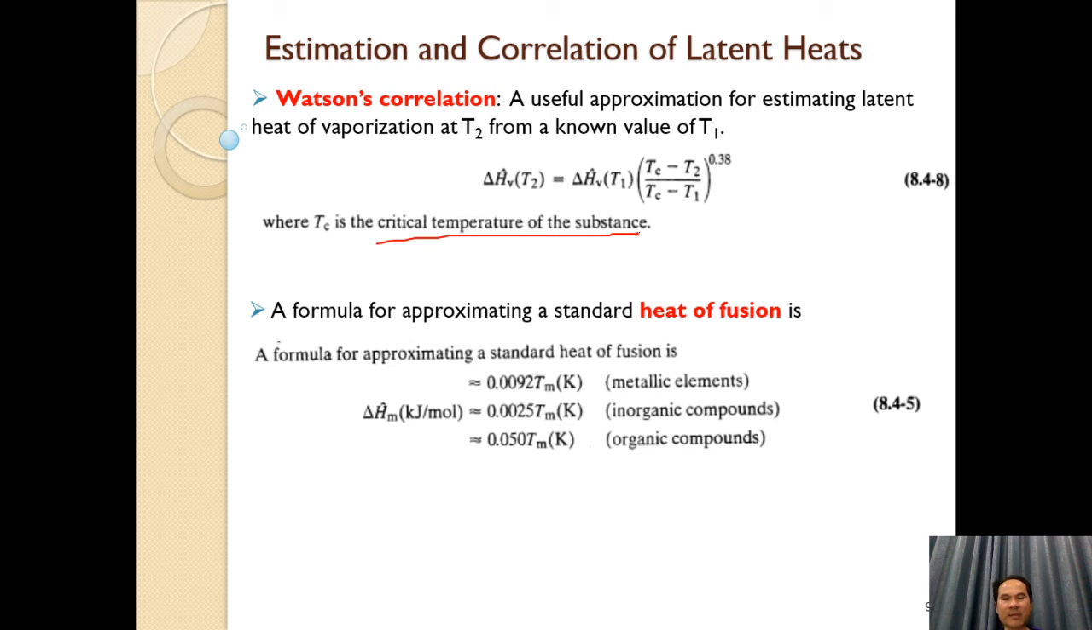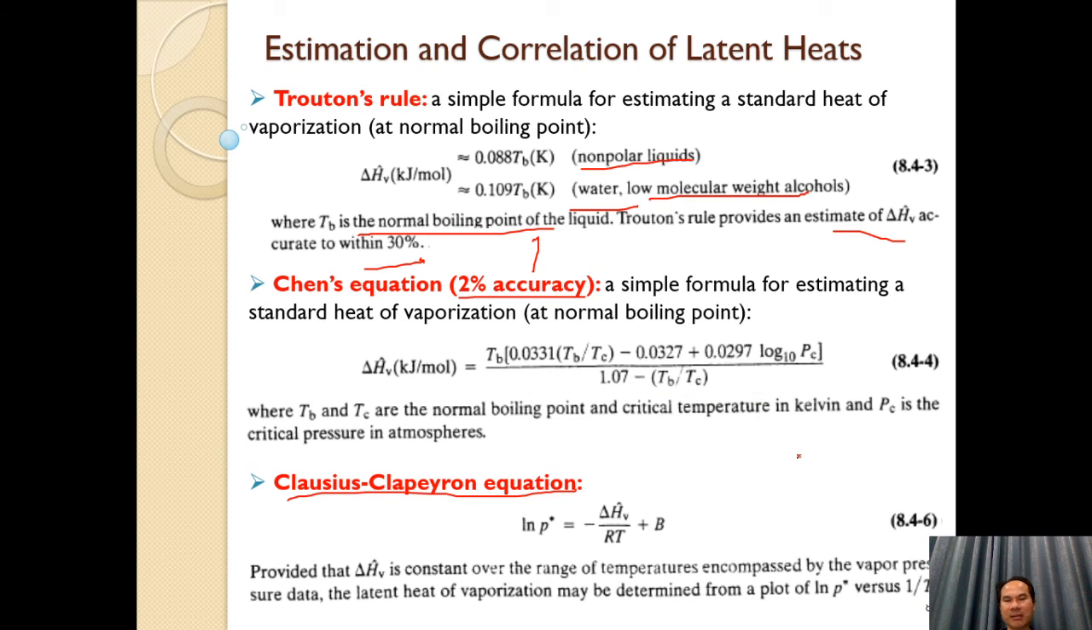And also for approximating the standard heat of fusion, you can calculate the entropy of fusion from liquid to solid by delta Sm equal to 0.0092 Tm for metallic elements, 0.0025 Tm for inorganic compounds, and 0.05 Tm for organic compounds. You can use these to estimate delta SV if you don't have the information in the tables or literature. You can use this equation to estimate delta SV, Sm.